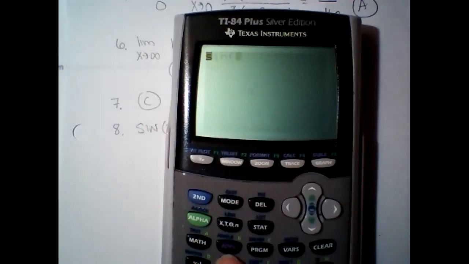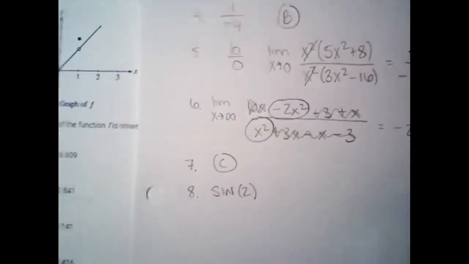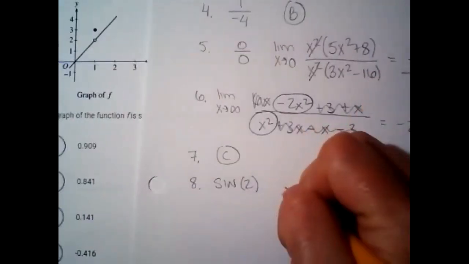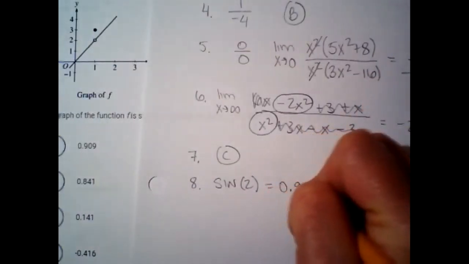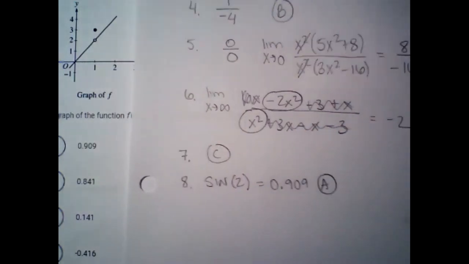And I'm going to do sine of 2, which gives me 0.909. And so that one is A. And remember, you always need 3 decimal points of accuracy.